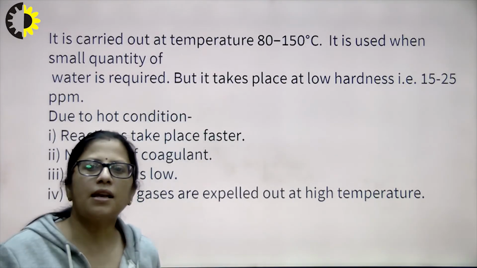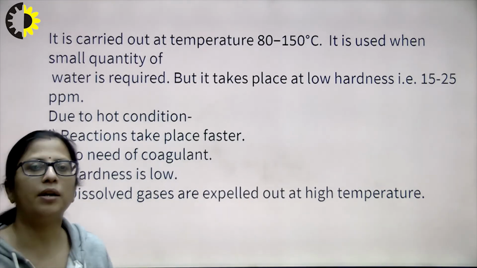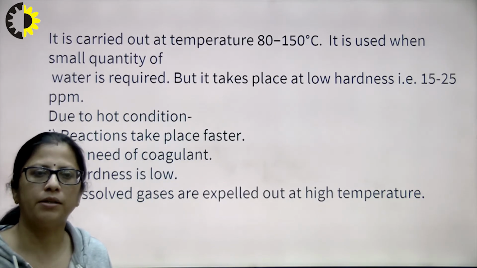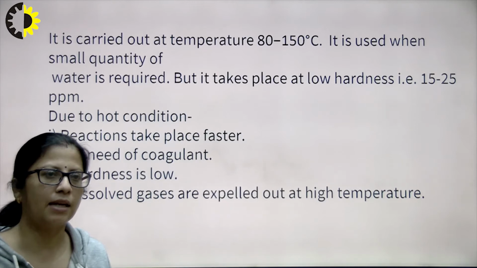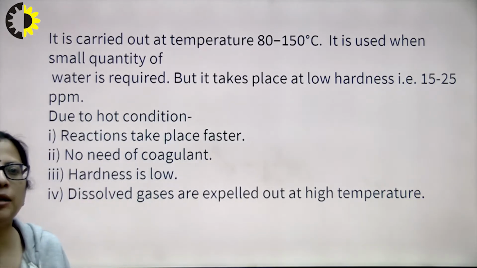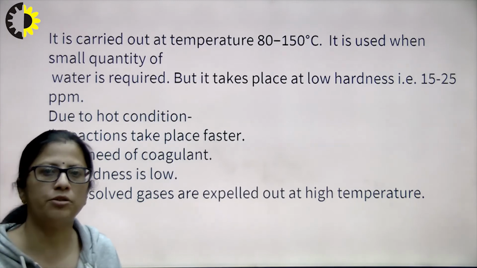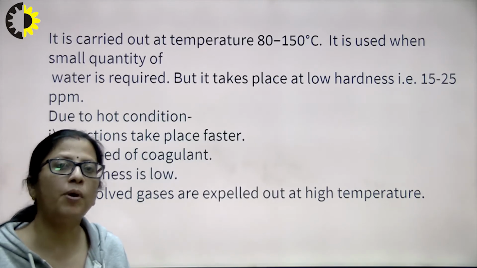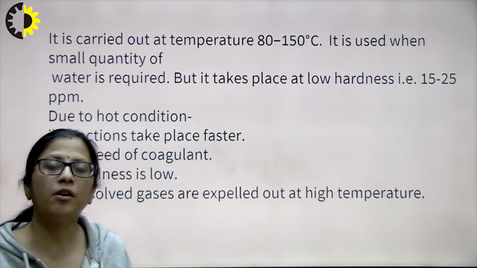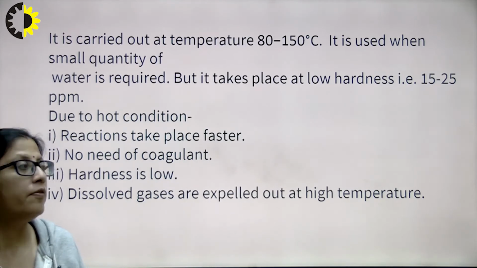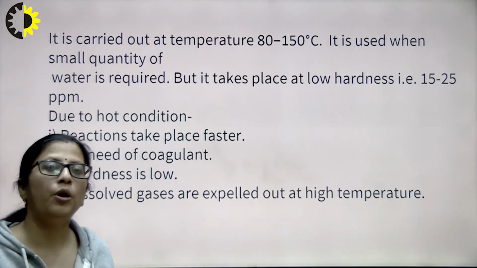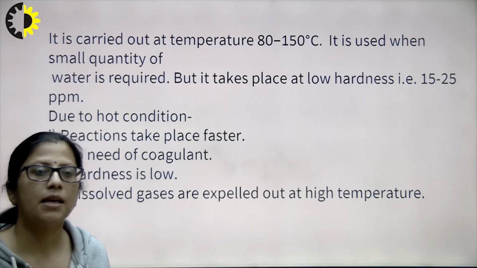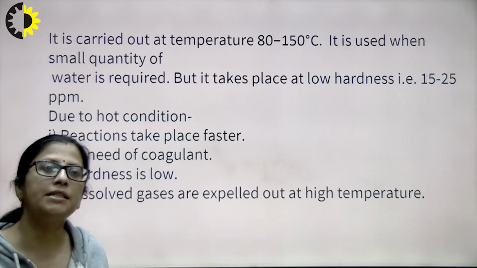So this process is carried out at a temperature of around 80 to 150 degrees centigrade, and it is used when small quantities of water are required. It takes place at low hardness, that is around 15 to 25 ppm. Due to hot conditions, the reaction takes place at a faster rate. Then we do not require the coagulant. That means our need for chemicals gets reduced. Residual hardness is low, lower than the cold lime soda process, and along with that the dissolved gases are expelled at high temperature.